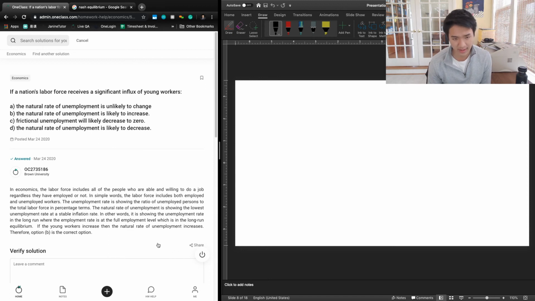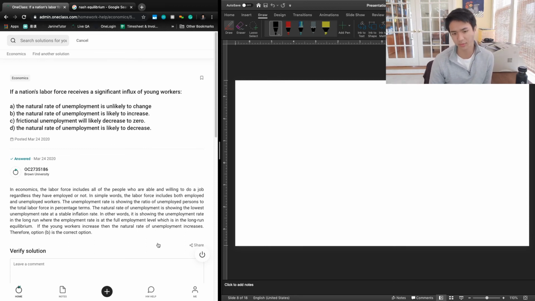It's also possible that younger workers are going to have higher turnover, whereas older workers would have less turnover. Older workers might be more settled into their careers, and so they aren't going to be looking to change jobs as much. And so we're going to have low frictional unemployment, whereas young workers who are just getting started might be switching jobs every few years. And so that's going to lead to high turnover and high job searching and high frictional unemployment, thereby increasing the natural rate of unemployment. And so in both those senses, the natural rate of unemployment is likely to increase. And so we're going to pick B for our best answer here.